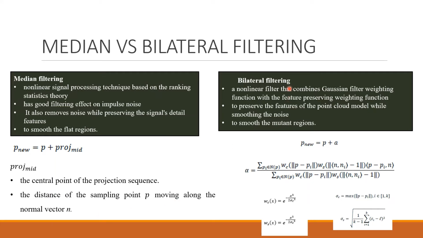And for mutant region, we will use bilateral filtering. Again, the purpose of the denoising is that we need to move the noise to some position which should improve the representation of the data. P new is the new position. It is P, the old data, plus A. A is given by this equation, and these are the parameters inside the equation. Again, bilateral is to smooth the mutant, and median filter is to smooth the flat region.